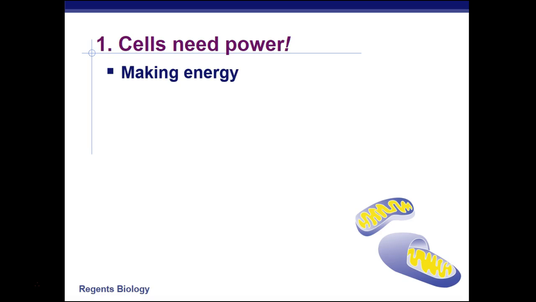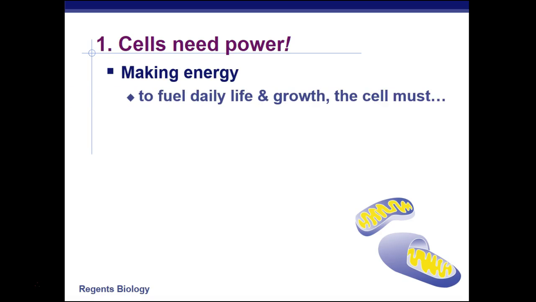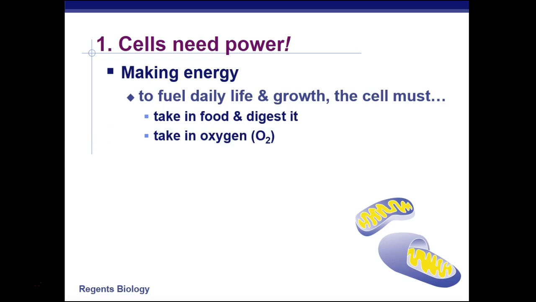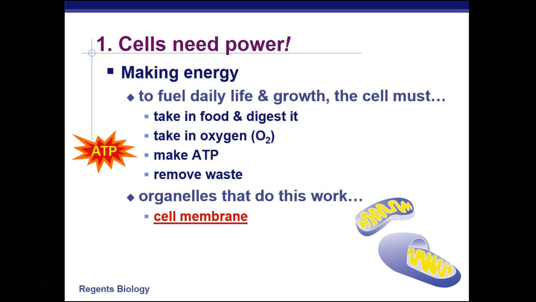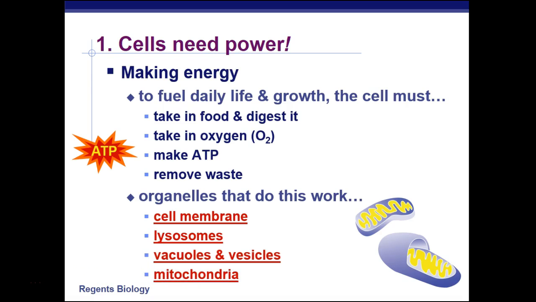Cells need energy. In order to fuel daily life and to grow and develop, you have to take in food and digest it. It's only when we break the polymers, the macromolecules in food, down that we can extract the energy from those chemical bonds. That also requires us using oxygen. Combining food with oxygen, you can create ATP energy. This will also generate waste products that have to be removed from the body. There are organelles related to all of those tasks, particularly the cell membrane, the lysosome, vacuoles and vesicles, and of course the powerhouse of the cell itself, the mitochondria.